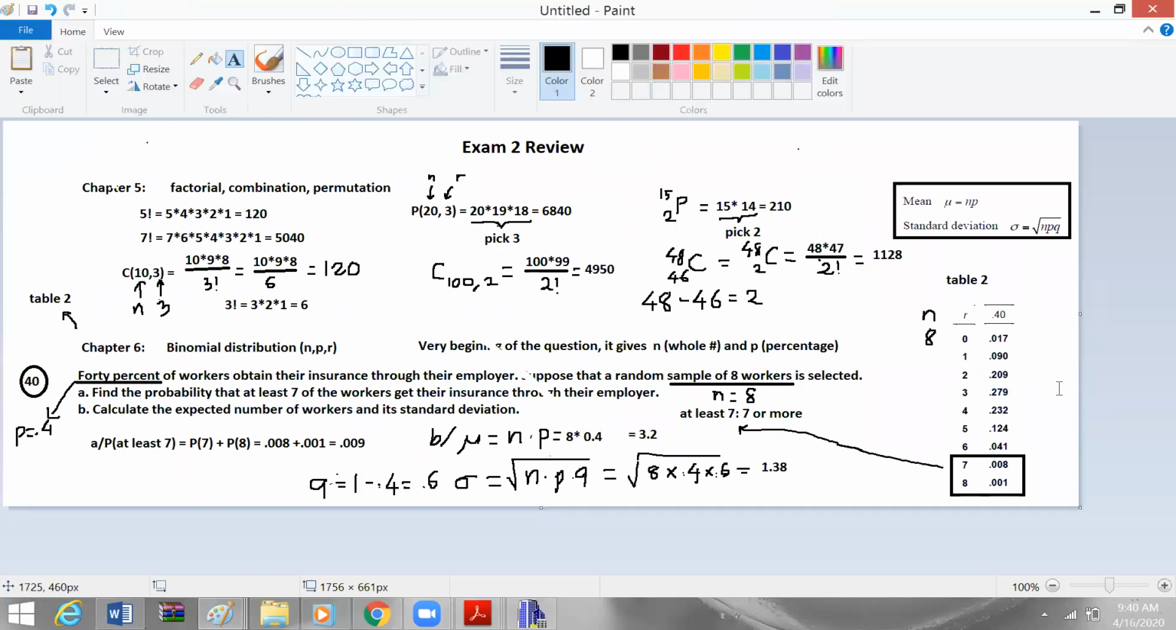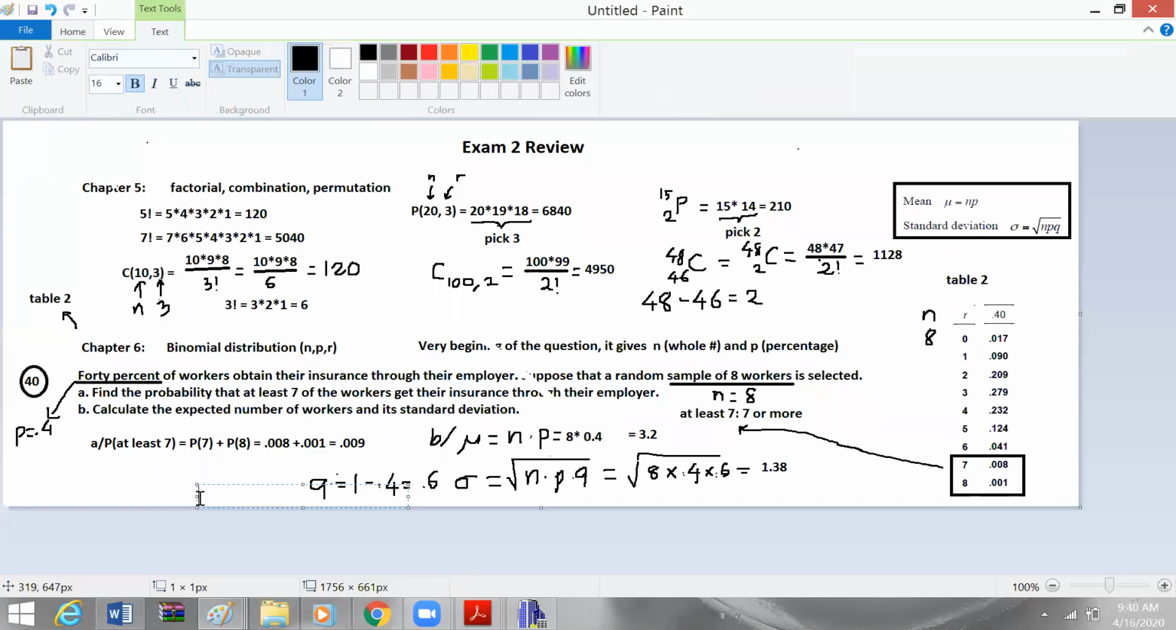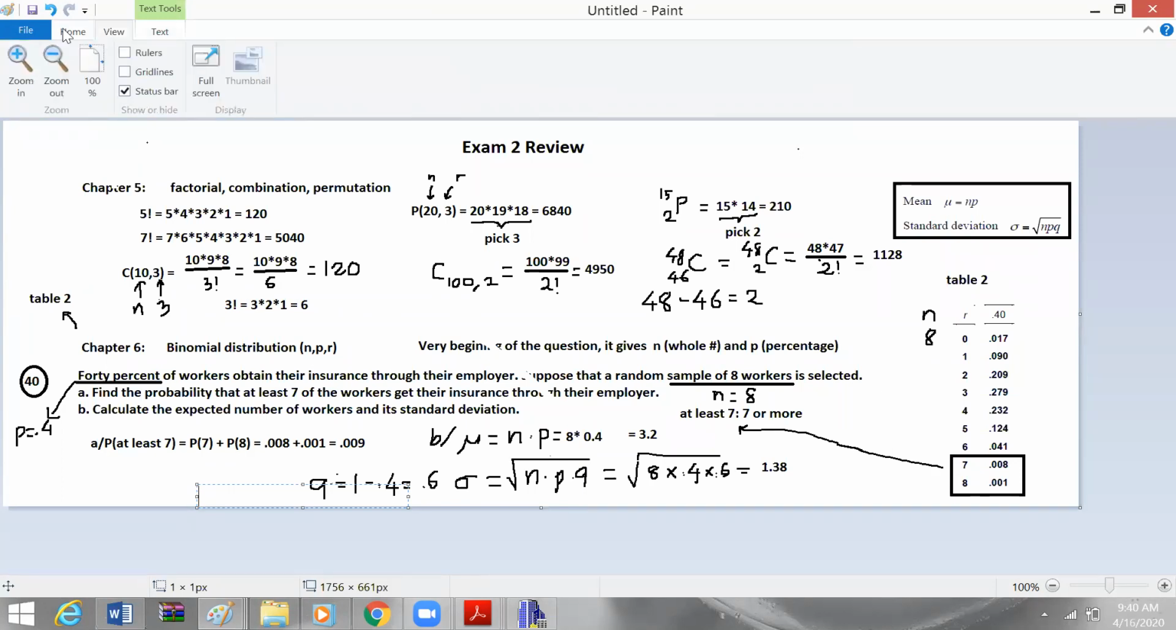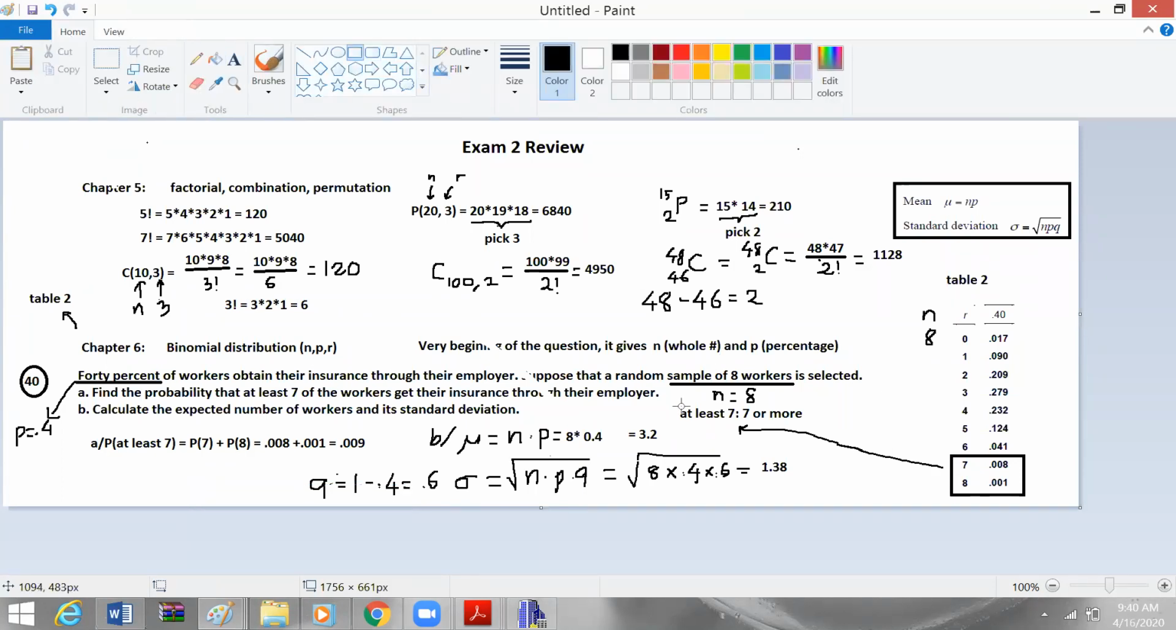After that, we're going to look at the probability of at least 7. So we have to look at the r. How can we get the r? The r should be given from the questions. The r is literally 7, so we want to find at least 7. At least 7 means we look for 7 or more.